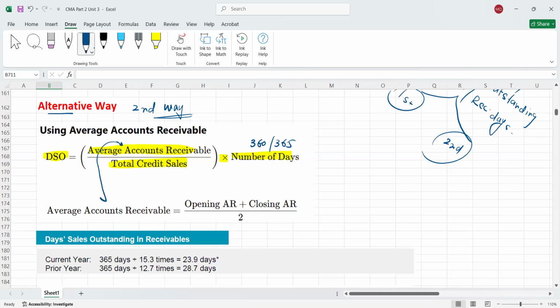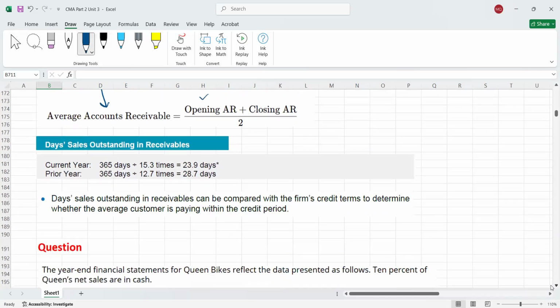And the average receivables is explained here again. How is it calculated? Again, opening trade receivables plus closing receivables divided by 2. And this is the alternative way. I hope it is clear. These two ways you need to remember, guys.